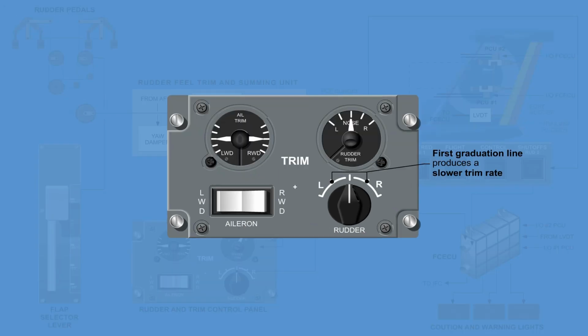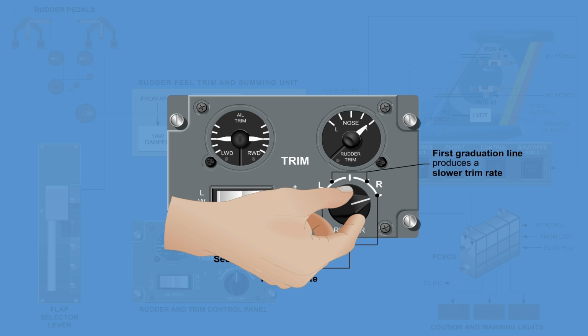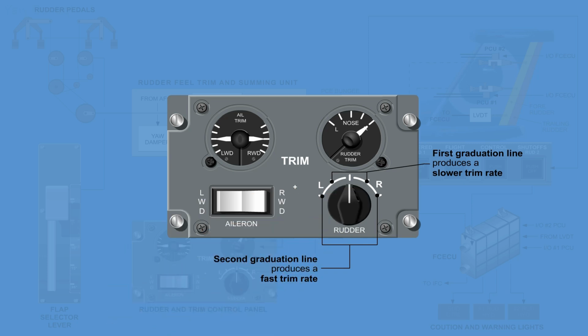Turning the rudder trim control knob to the left or right first graduation line produces a slower trim rate. Turning the control knob fully to the second graduation produces a faster trim rate. When released, the control knob returns to the neutral position.